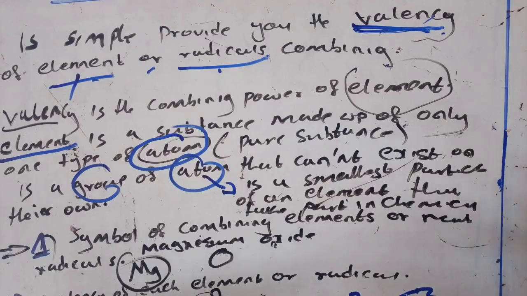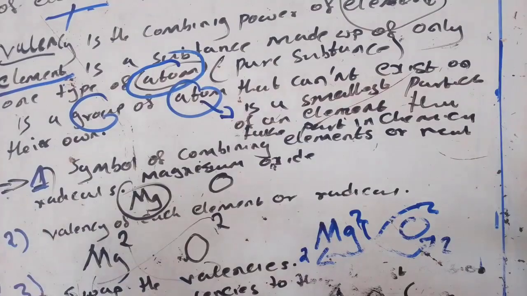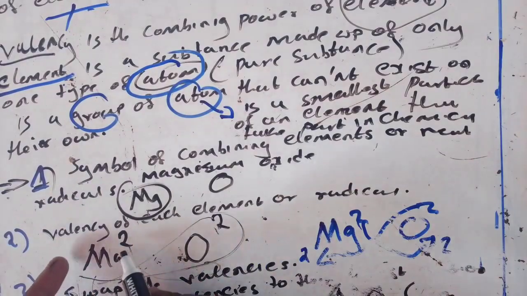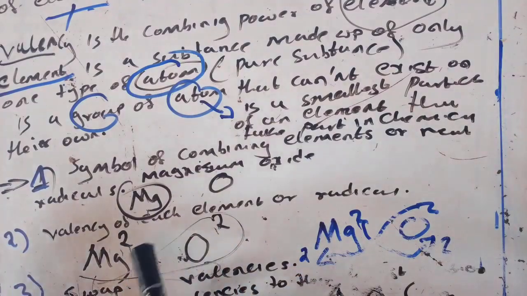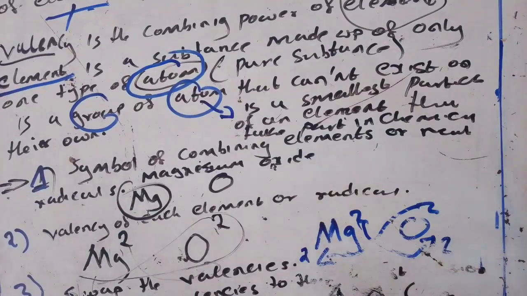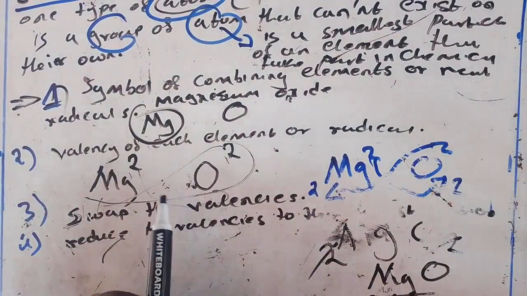So having written the symbols, we proceeded to step 2, which says write the valence of each element or radical, as I wrote here. So here we wrote the valence of magnesium and the valence of oxygen. When you go to the periodic table, you will find that the valence for magnesium is 2 and the valence for oxygen is 2.